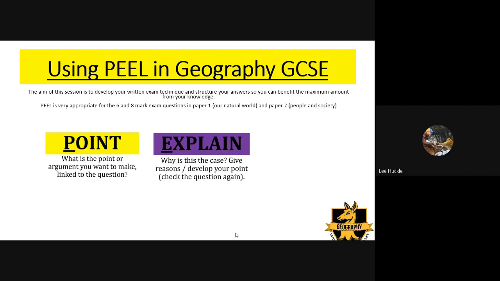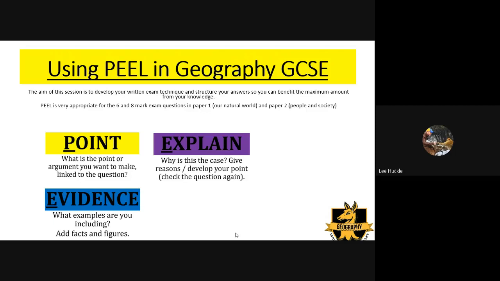What you then should do, particularly for the 6 and 8 mark exam questions, is provide evidence for that explanation. This is where I always say bring in an example. So what examples are you including? Add facts, add figures. When I say examples of evidence, it could be many case studies, it could be larger case studies. But again, you're providing the evidence and example to back up the explanation and the point you've given.